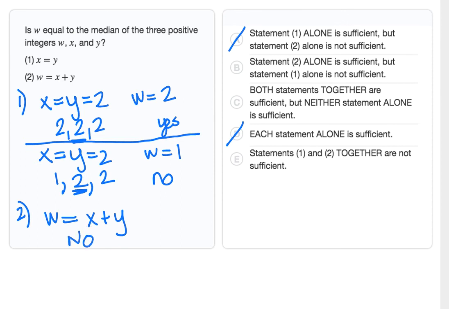Which means, since we can actually come up with a definite answer, that statement alone is sufficient. So we can eliminate answer choices C and E. And the correct answer is choice B. Statement 2 alone is sufficient, but statement 1 alone is not sufficient.